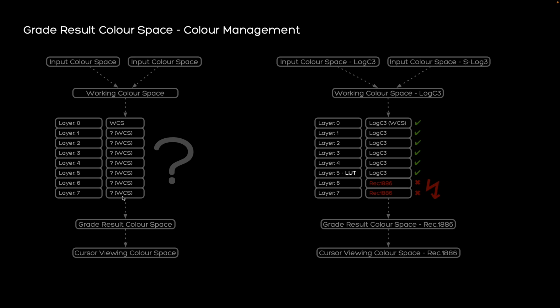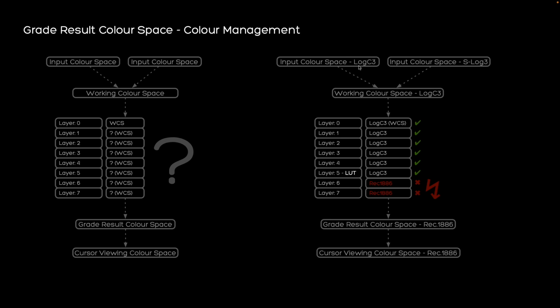So until here, Baselight thinks the image is still in the log working color space. And then the image is converted to the cursor viewing color space. In most cases, this is also Rec 1886. So usually these two here are identical. So let's go in here with some real examples.